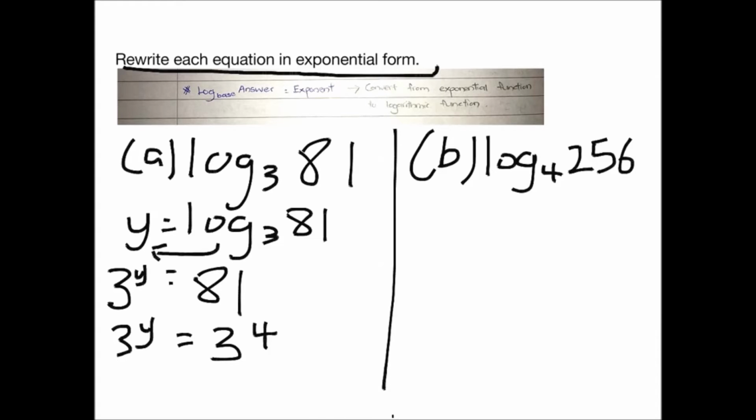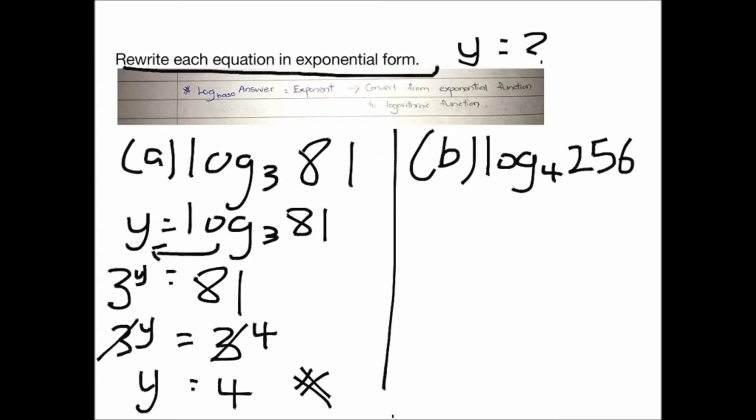Okay, so after that what you're gonna do is you put y. So now we have to look for the exponential form, which is y equals to something. So the value is the same, so we just cut it. So it's gonna be y equals to 4. So that's the answer. So now let's take a look at question B.